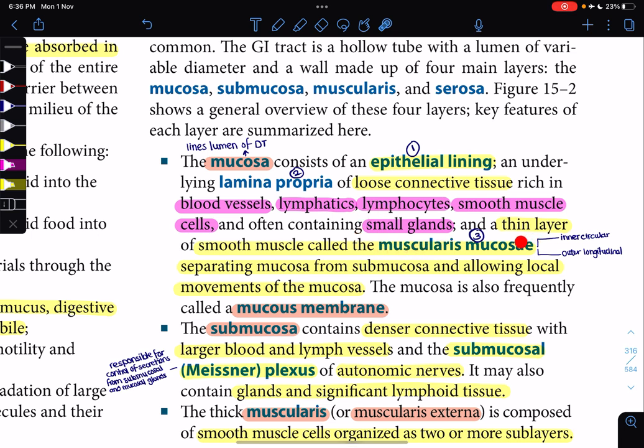وعندنا the third main structure is the muscularis mucosae, which is a thin layer of smooth muscle, and this muscularis mucosae separates mucosa from the submucosa, and it allows local movements of the mucosa. Now another name for mucosa is the mucous membrane.